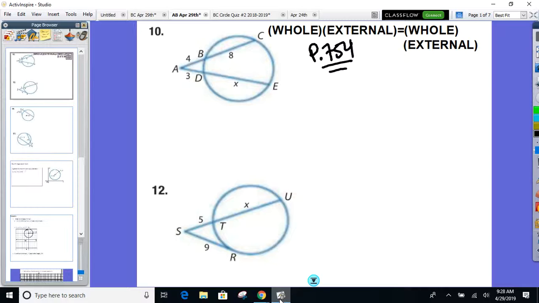On Thursday before break, I'd given you this little theorem. Whole times internal equals whole times external when it comes to secants and tangents. So, number 10 here. Here we go.